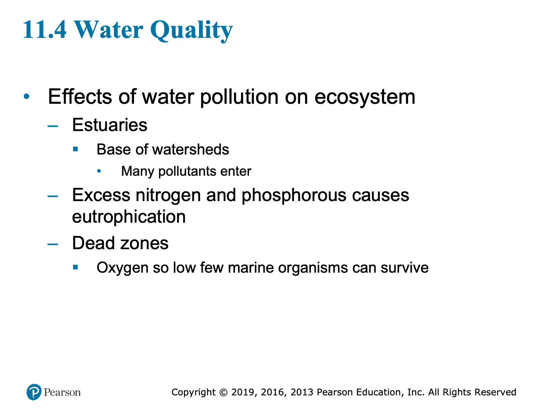Estuaries are usually found at the base of watersheds where many pollutants can enter them. Excess nitrogen and phosphorus can cause eutrophication, a buildup of too many nutrients, which could create too much accumulation of algae, leading to a dead zone where the oxygen is so low that few organisms can actually survive in it.